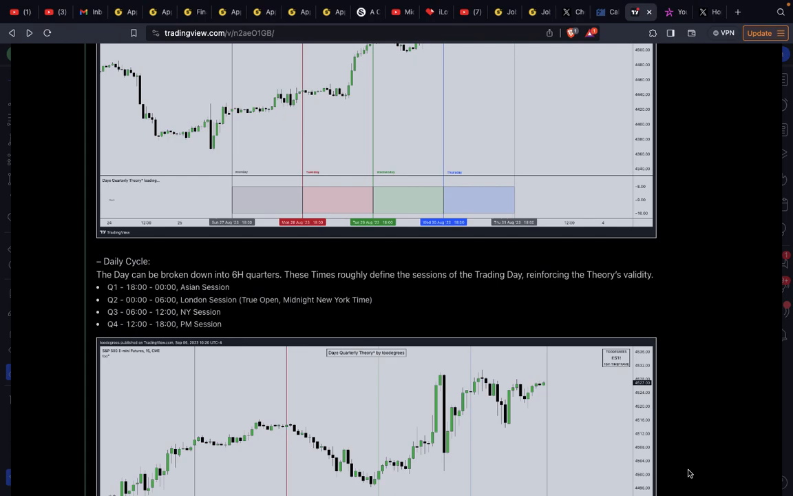If you're looking for longs, we look to buy below that. If you're looking for shorts, we're looking to sell above that level. Q3, which is 6 to 12, that's when the magic happens. My favorite session of the day, my main session actually, that's the New York AM session. And then you have the New York PM session from 12, or midday, up until 6. And then we repeat again.